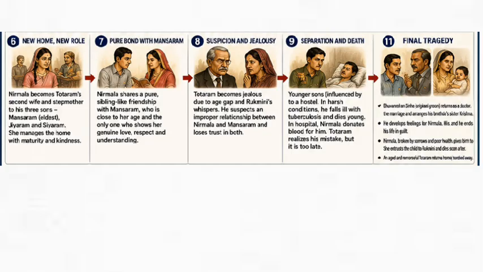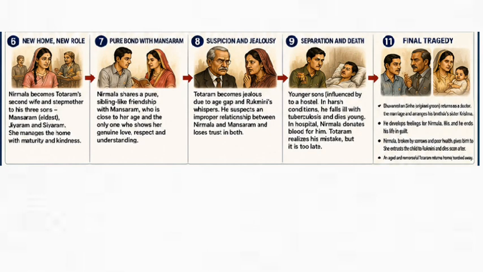Totaram already has three sons from his first marriage: Mansaram, the eldest son, who is almost Nirmala's age, Jayaram, and the youngest, Siyaram. He also has a widowed sister named Rukmani who lives in the same house. Although Nirmala accepts the marriage out of duty and respect for her mother, she enters her new home with sadness rather than happiness.